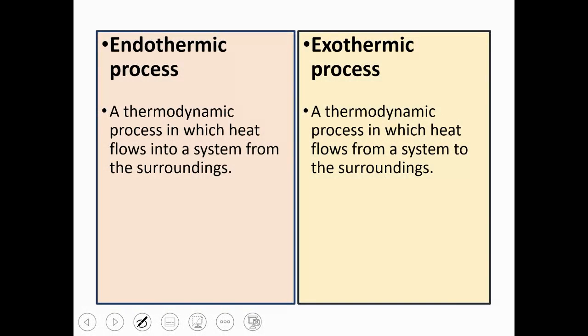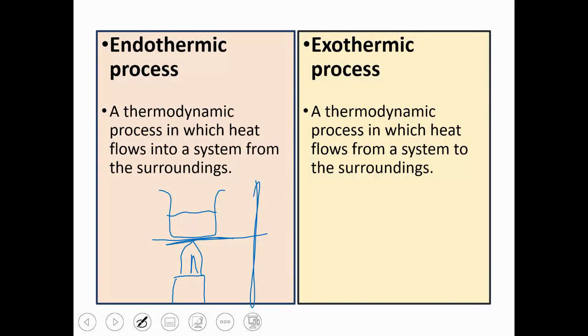So anyway, let's say, for example, that I've got a beaker of water, and I put that over the flame of a Bunsen burner. Okay. It's attached to my ring stand. And heat is going to flow from the Bunsen burner into the system. That makes this an endothermic change when I boil water because heat is flowing from the surroundings into the system, with the beaker of water being the system.